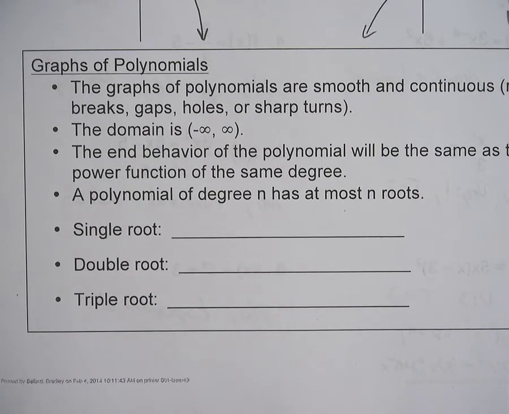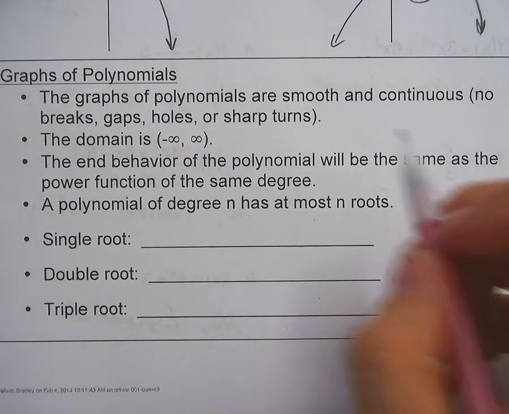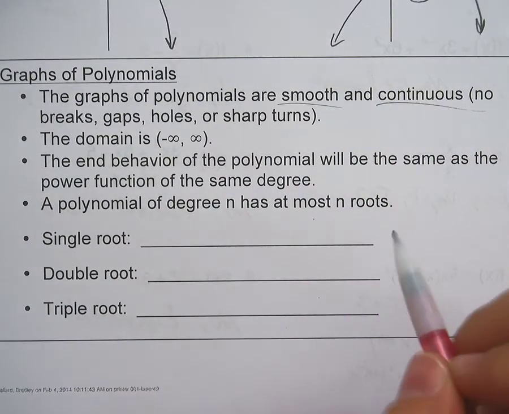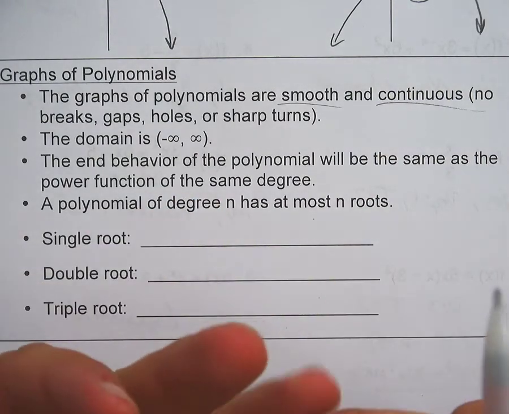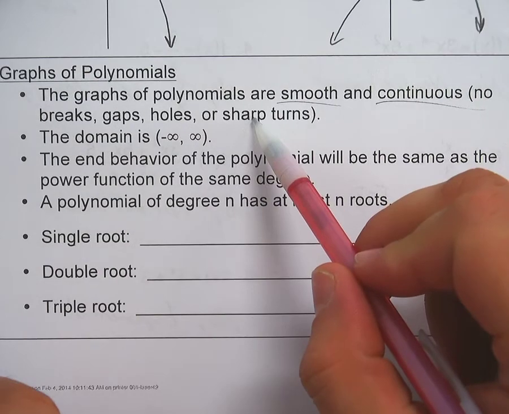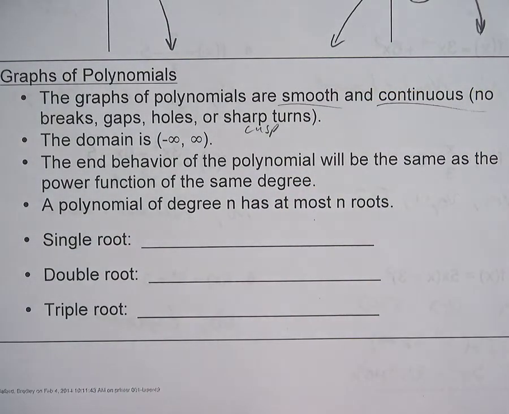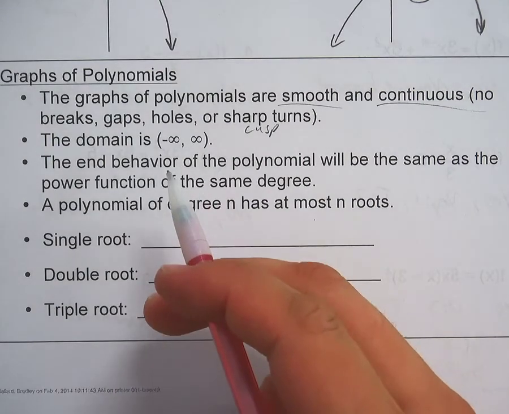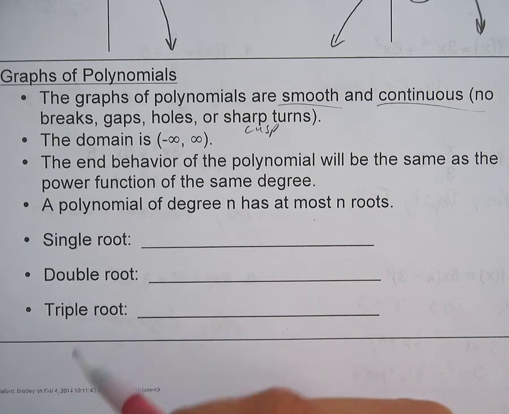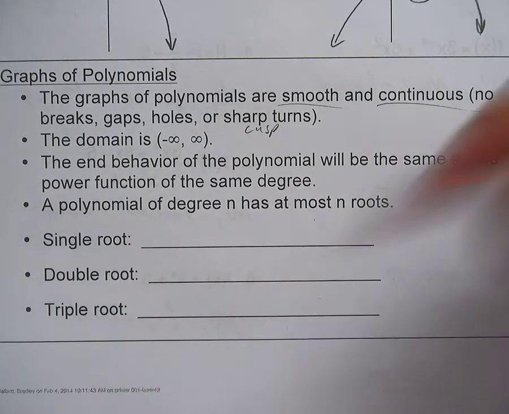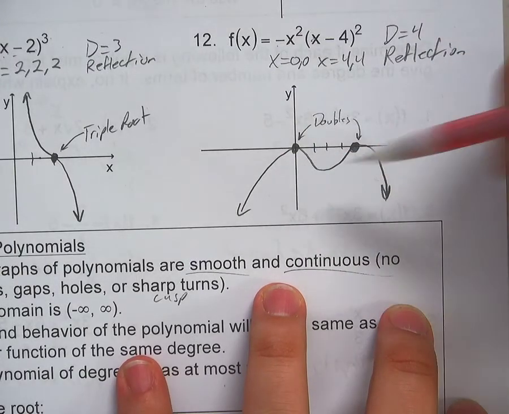Graph the polynomials. So the graphs of polynomials are smooth and continuous. These are both calculus terms, smooth and continuous. Smooth means there's no breaks, no gaps, no holes, and no sharp turns, no cusps, right? Remember, this is called a cusp. Your domain is all real numbers. The end behavior of the polynomial will be the same as the power function of the same degree. So that just means like x to the fourth right here. Degree was 4, x to the fourth. Both ends go the same directions.